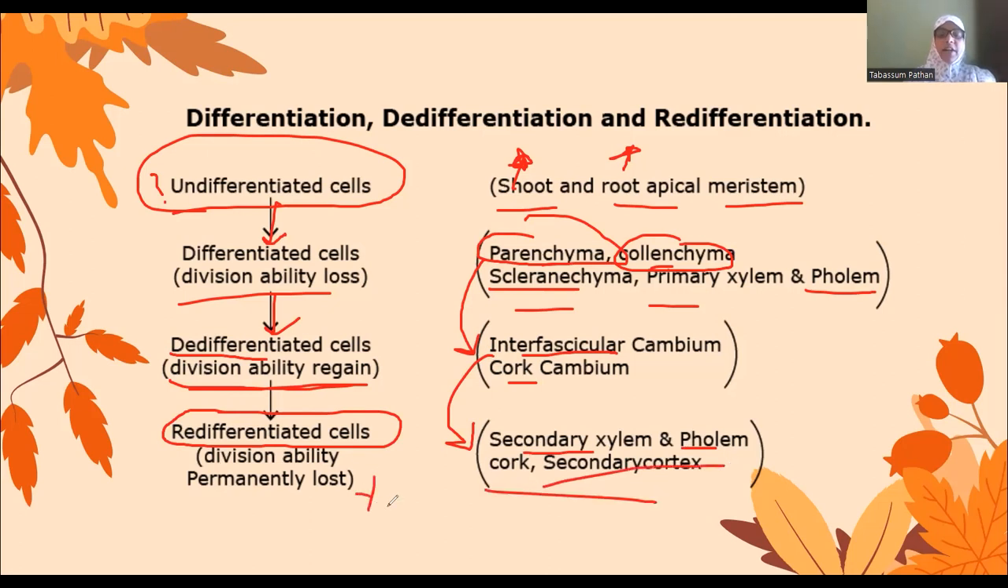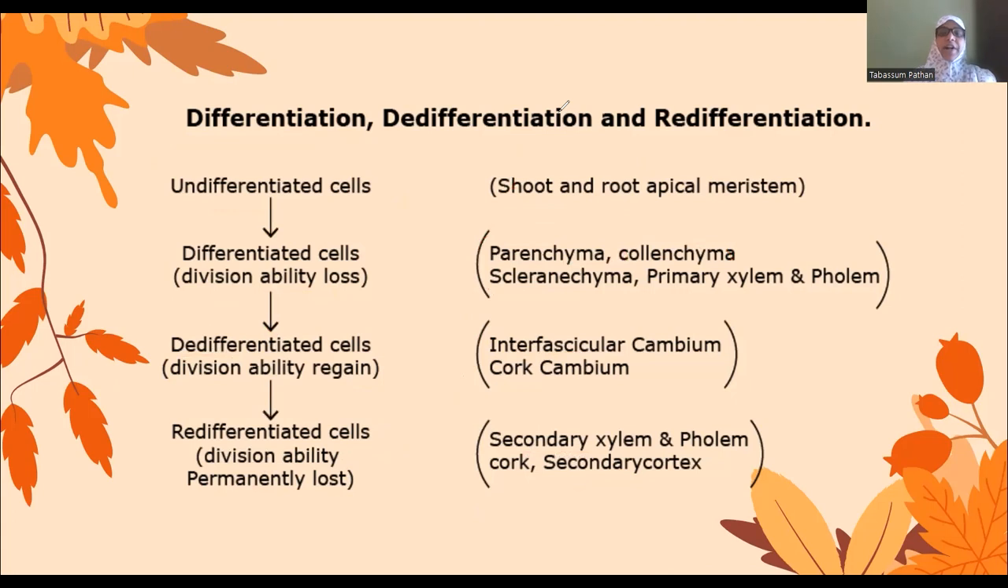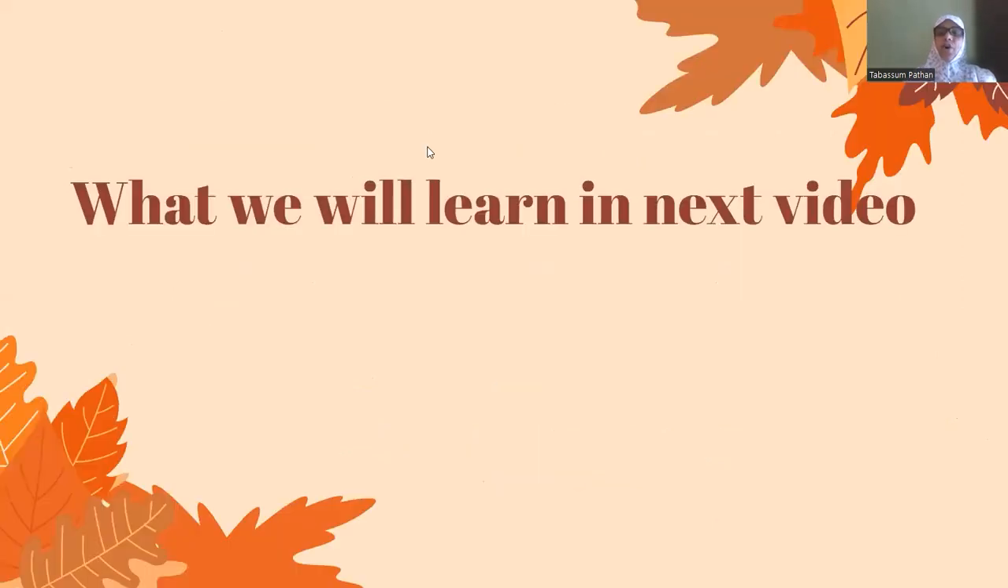But at this level, they will lose the ability of division. Further after this, they cannot de-differentiate, and they do not have the division capability. The cells once made will not be able to divide and increase the number of cells as such. So this is the summary of differentiation, de-differentiation, and redifferentiation. That's all for this video.